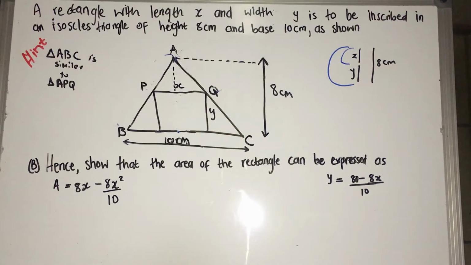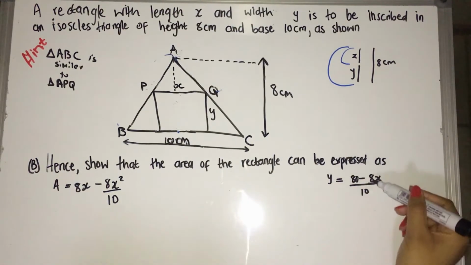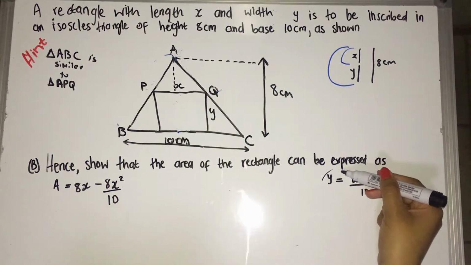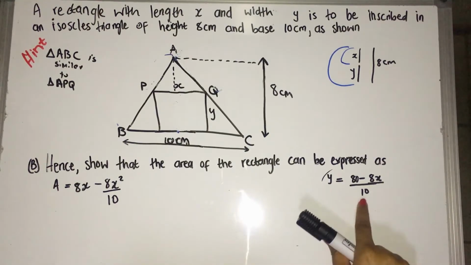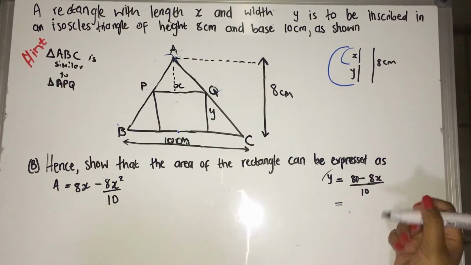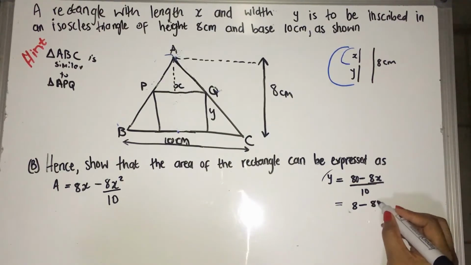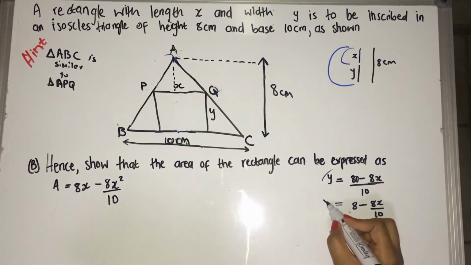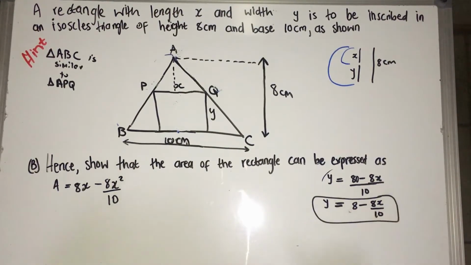Now it says, hence show that the area of the rectangle can be expressed as A equals 8x minus 8x squared over 10. So from the previous question, we expressed y in terms of x. Because 80 divided by 10 is going to give us 8 minus 8x over 10, so y is equal to this. Now we must show that the area of the rectangle can be expressed as this.